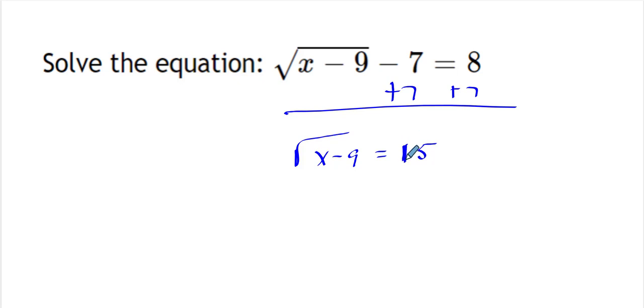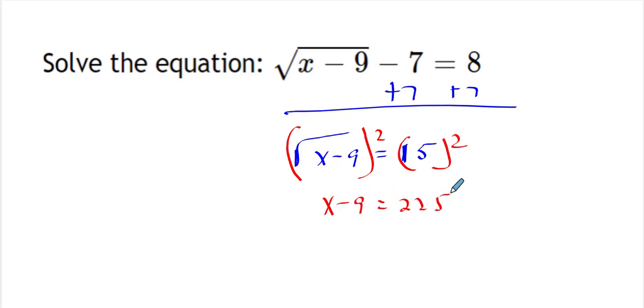Okay. Now that I've got my radical isolated, let's go solve it. I'm going to square the left side. I also square the right side. That's x minus 9 is equal to 225. I think that's 15 times 15. Let's check it. Yep. And then I'm going to add 9 to that. So x is equal to, let's see, what would that be? 234, right?